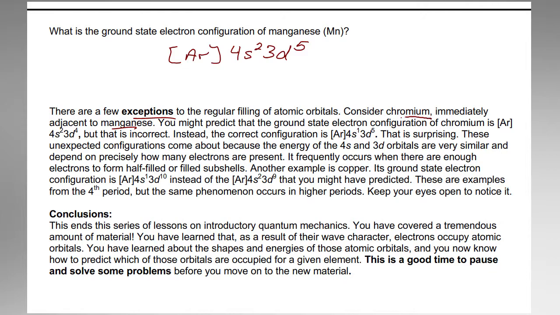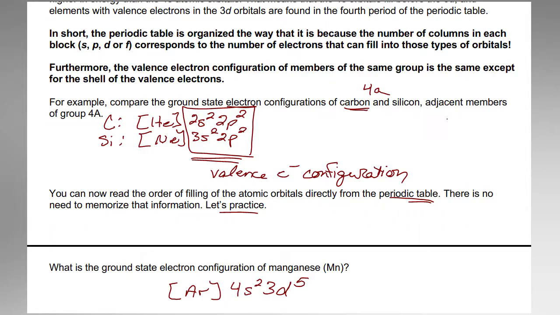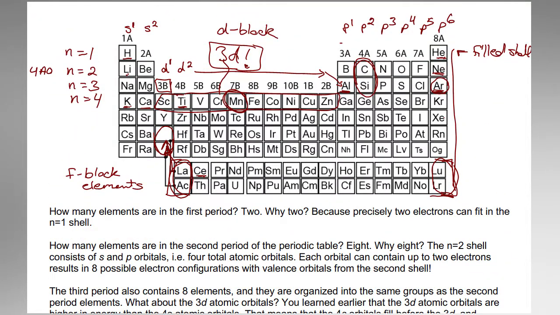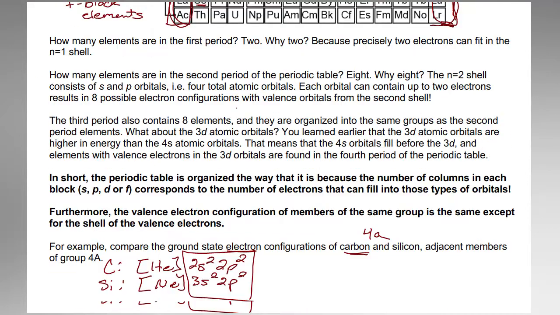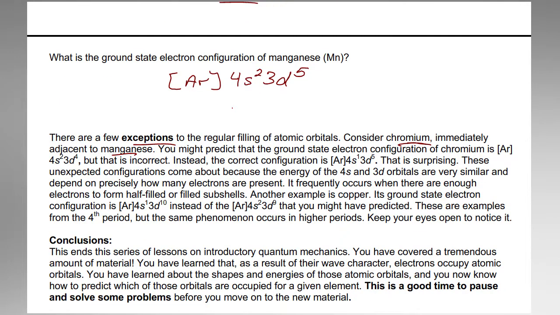But let's look at the element next to manganese, and that's chromium. So let's go back to our periodic table for a moment, and let's look at chromium. That's 1 to the left of manganese. So we might predict that it's an argon core, 4s2, 3d4. That would seem reasonable. That's not what it is. It turns out that actually the ground state electron configuration of chromium is an argon core, a half-filled 4s, and a half-filled 3d. You couldn't possibly have predicted that.